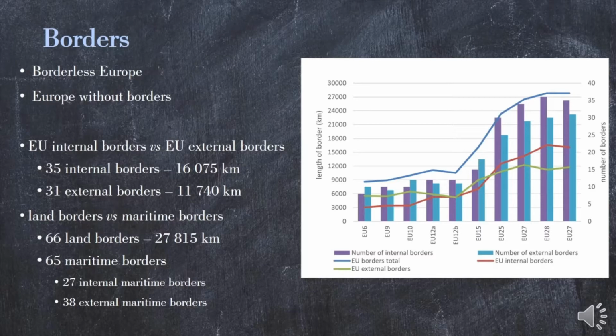At present, calculating without the mini-states, there are 35 internal land borders with a total length of 16,075 kilometers and 31 external land borders with a length of 11,740 kilometers on the area of the European Union. For comparison, the ratios of internal and external borders have reversed both in number and length since the creation of the integration by the 6 founding states in the late 1950s. The figure on the right shows you the stages of these changes.